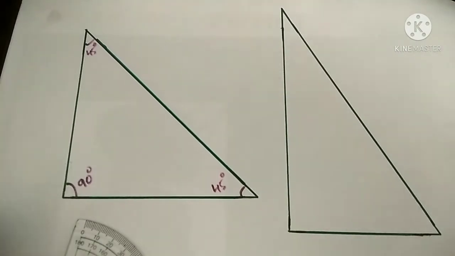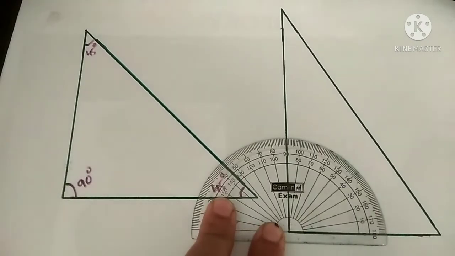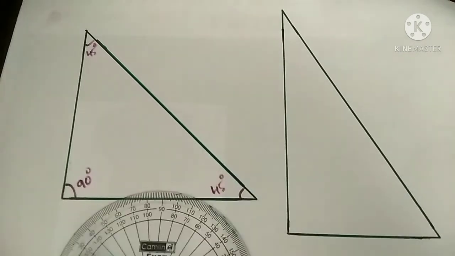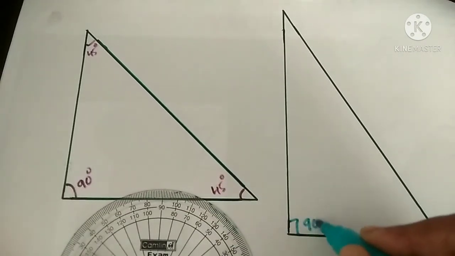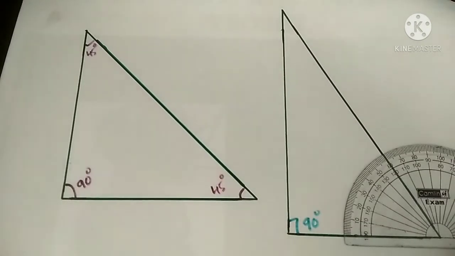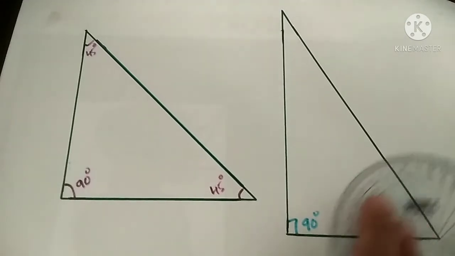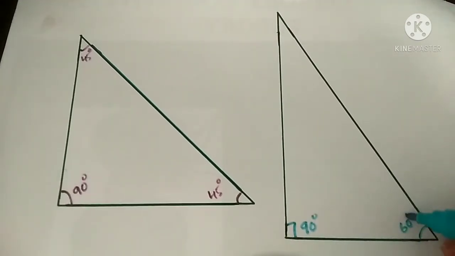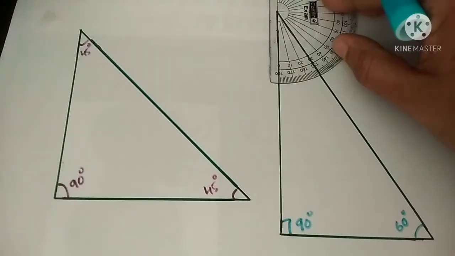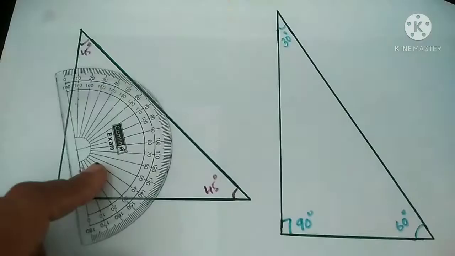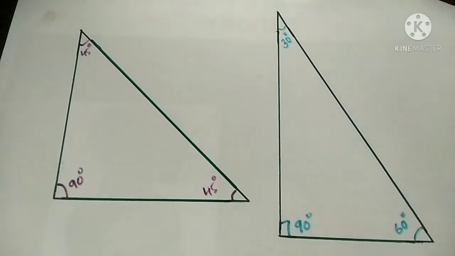Now coming to this set square. See the first angle? First angle is 90 degree. I mark here 90 degree. How much is the second angle? 60 degree. So I mark here 60 degree. Then coming to the third angle. How much is the third angle? 30 degree. So I mark there as 30 degree.